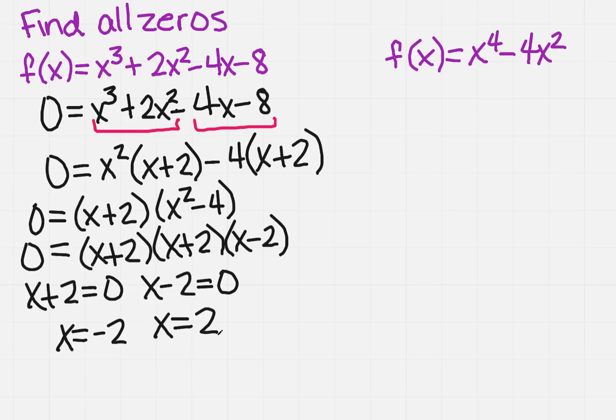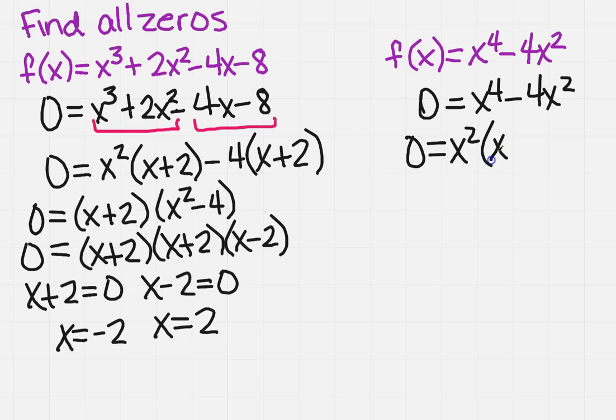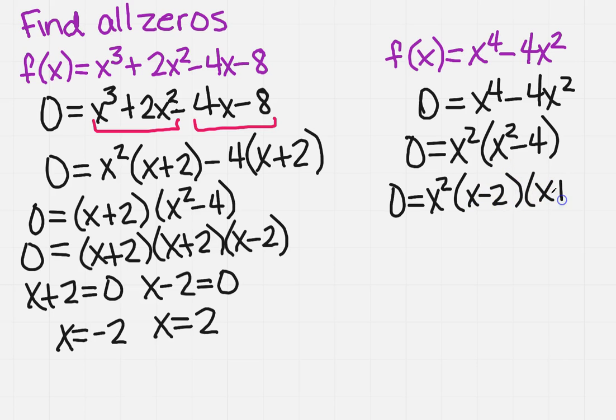Now what about the one over here on the right? Again, you're going to set f of x equal to 0. Now, what do they have in common? Well, they both have x squared. So I'm left with x squared minus 4. And again, we have the same thing. The x squared minus 4 is the difference of 2 squares. So this is going to equal x squared times x minus 2 times x plus 2.